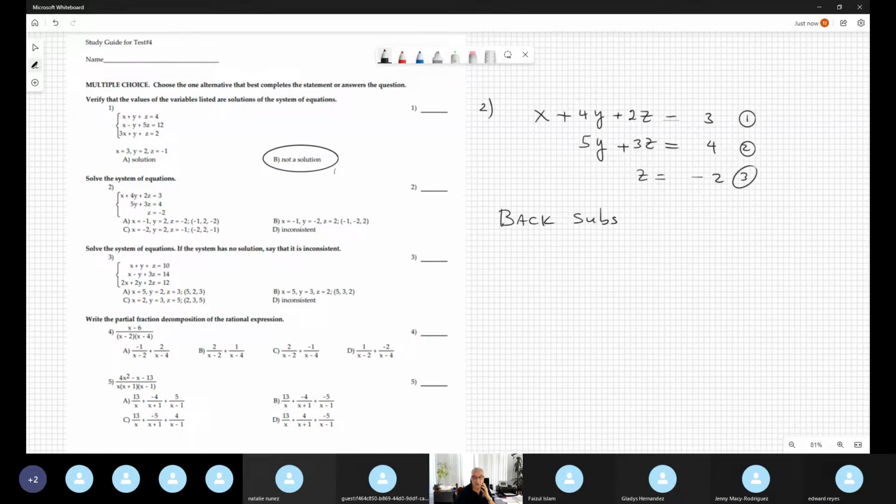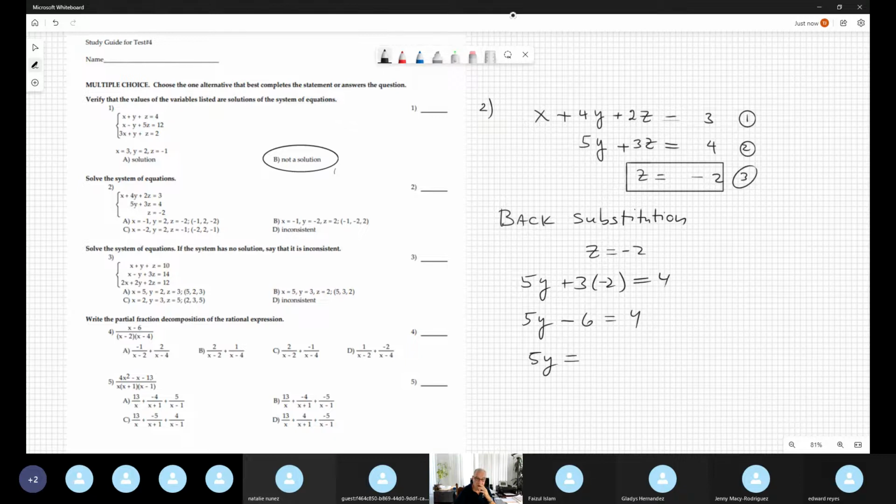And back substitution is, it's obvious that z is -2, no? Taking this equation. Now plugging in z in the second equation, we have 5y plus 3 times -2 should be 4. This is 5y minus 6, 3 times -2 is minus 6, equal 4. 5y is equal to 4 plus 6 is 10. Divided by 5 both sides. It's obvious that y is 2. z is -2.